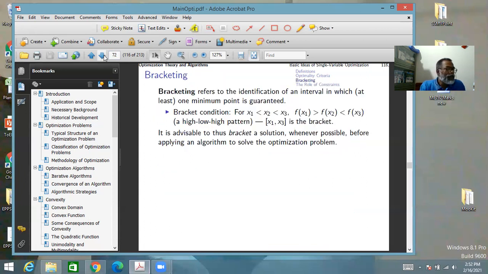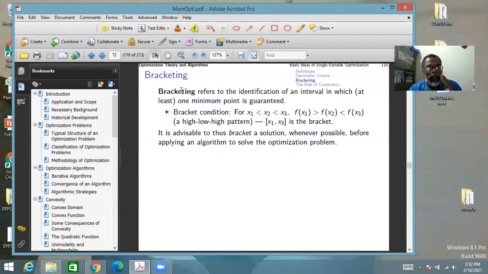Now we continue and discuss a few small things about the solution process, which we will continue to study afterwards. For single variable optimization, one important thing is bracketing, because it is possible for single variable optimization. For multivariate optimization, it is not possible. So bracketing is the identification of an interval in which you know of the existence of at least one minimum even before finding it.